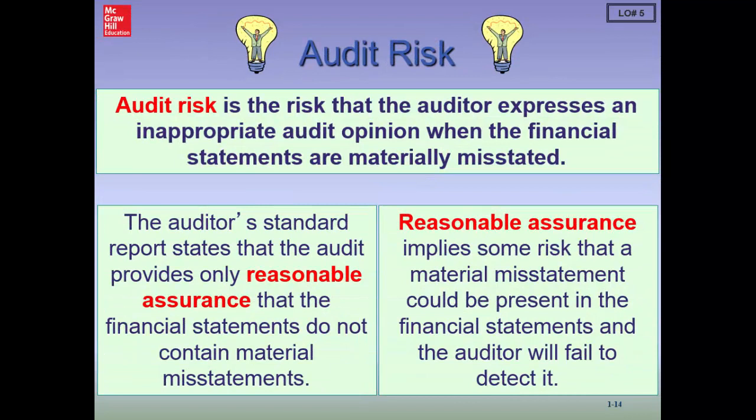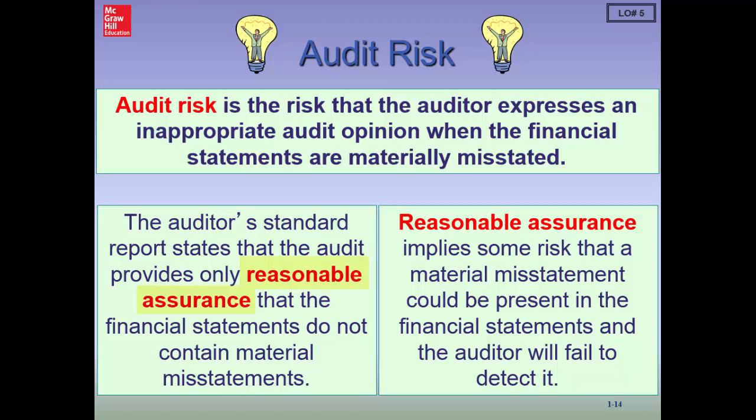Audit risk is very interesting and actually very important as we are considering the audit. You notice that audit risk is the risk that the auditor expresses an inappropriate opinion. So what we're saying here is that the auditor does not want to be wrong. The auditor wants to express an appropriate opinion. However, the auditor needs to understand that there is risk in regards to the expression of his or her opinion. So the key word is that the audit standards require that the auditor provide reasonable assurances that the financial statements do not contain material misstatements.